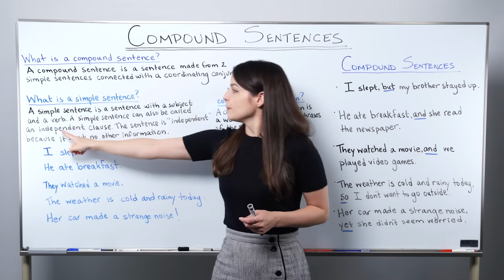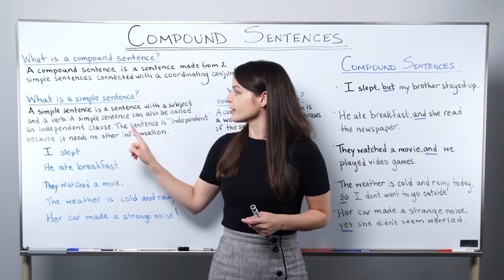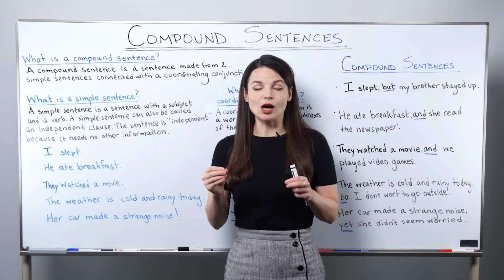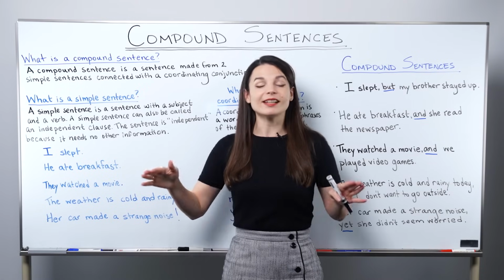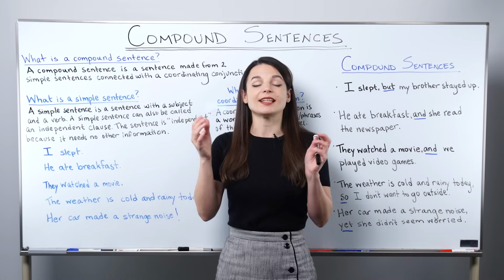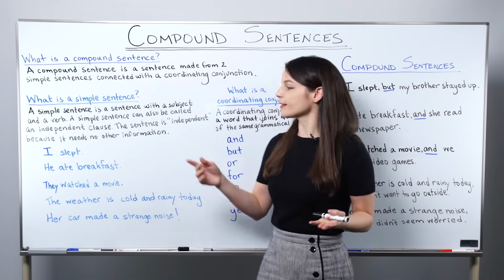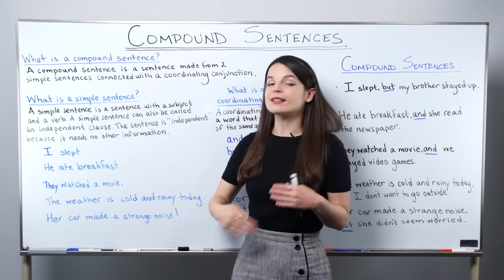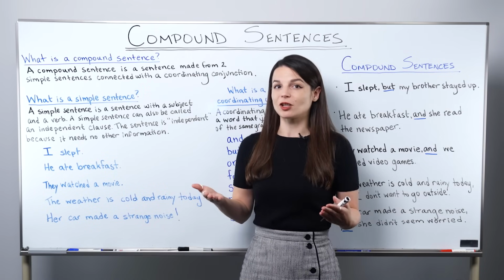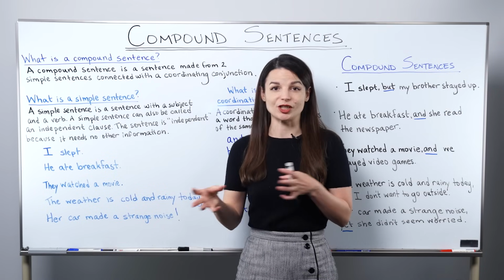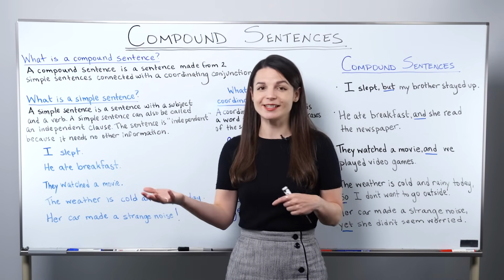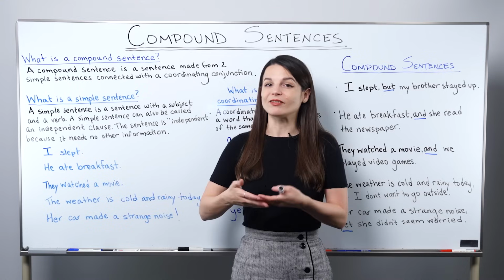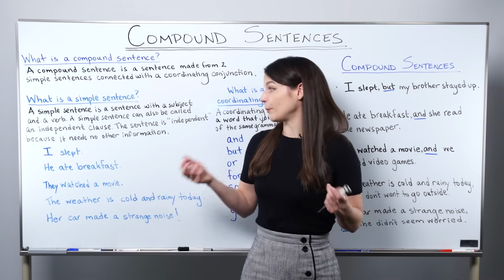This part mentions independent clauses. So an independent clause is a clause that doesn't need any other information. It can stand alone. That's why it's called an independent clause. So a simple sentence is an example of an independent clause. So we can use both expressions to refer to the same thing. A simple sentence and an independent clause have the same grammatical idea behind them.